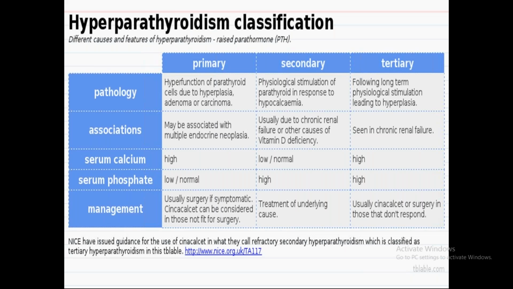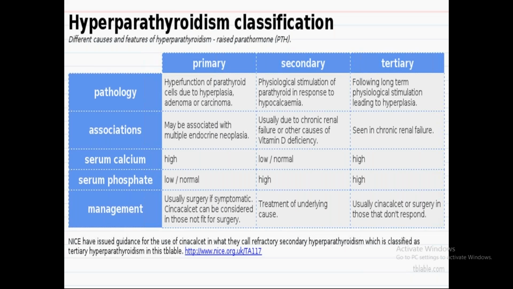Similarly, the same thing happens with vitamin D, but in vitamin D deficiency the phosphate levels are also low. Vitamin D is responsible for absorption of phosphate and calcium from the intestine. Since vitamin D is deficient, there will be impaired absorption and reduced serum calcium and phosphate levels, which indirectly is a stimulus for secretion of parathyroid hormone. So in secondary, serum calcium is low or normal. Serum phosphate is high, but in vitamin D deficiency, serum phosphate is low. Management is treatment of the underlying causes.